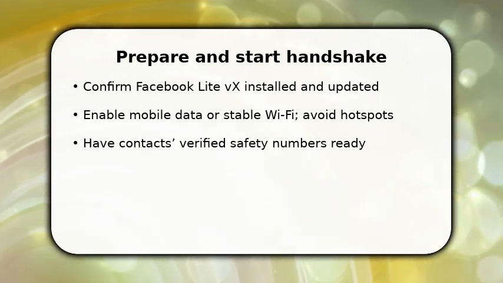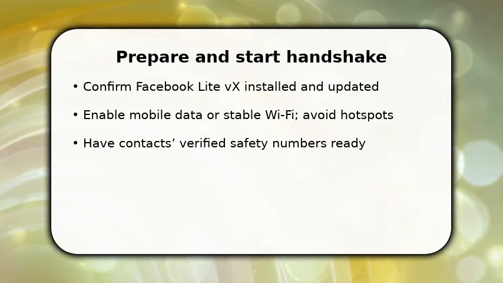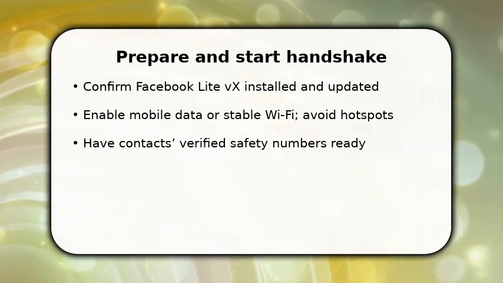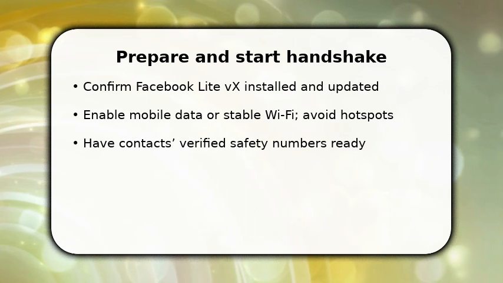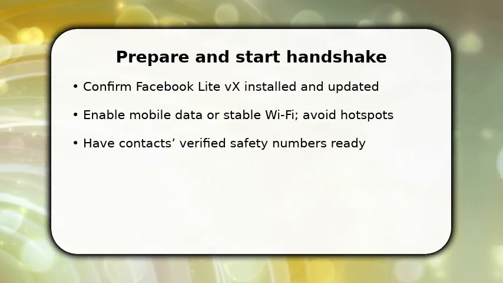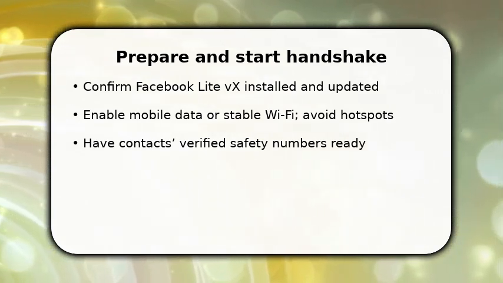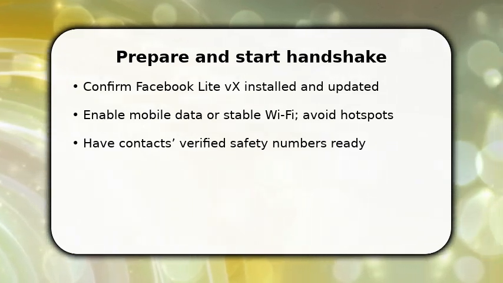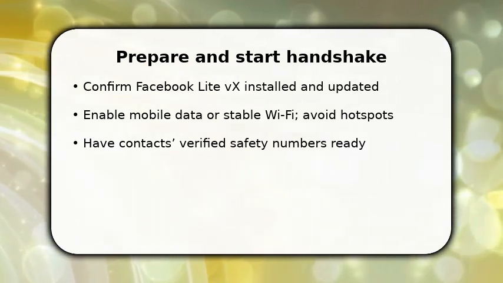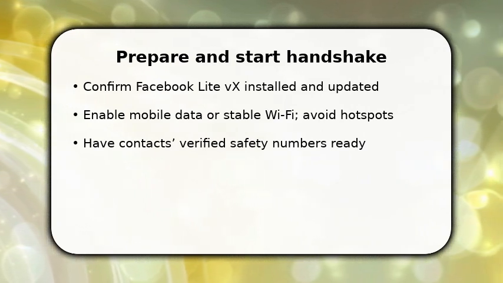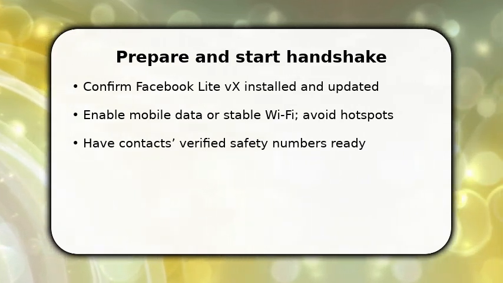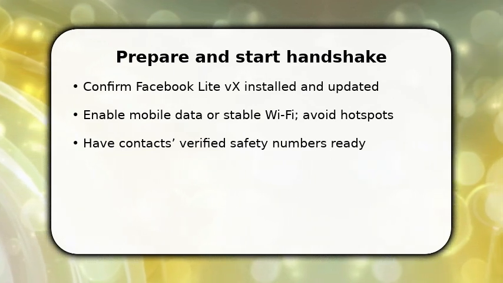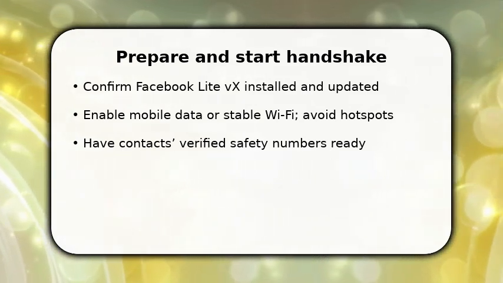You begin by ensuring Facebook Lite is updated and that you have a stable connection. This prevents interrupted key exchanges. Open the app, go to the chat, and tap the contact's name to start the encrypted conversation setup. You'll request or scan the contact's safety number so both sides can verify identity. This step prevents man-in-the-middle attacks. Once done, make sure the app shows the encryption indicator before sending sensitive media.